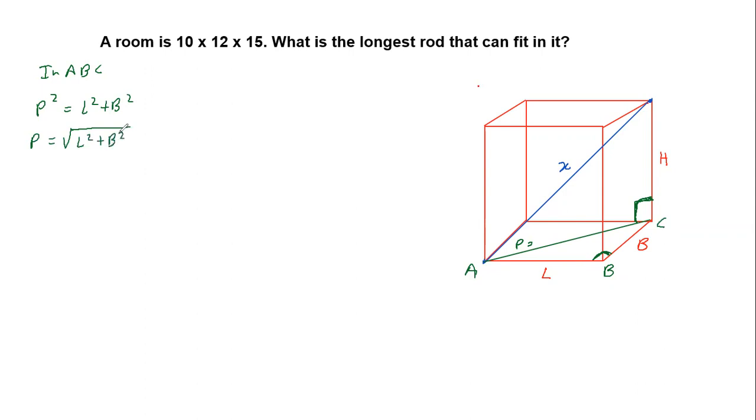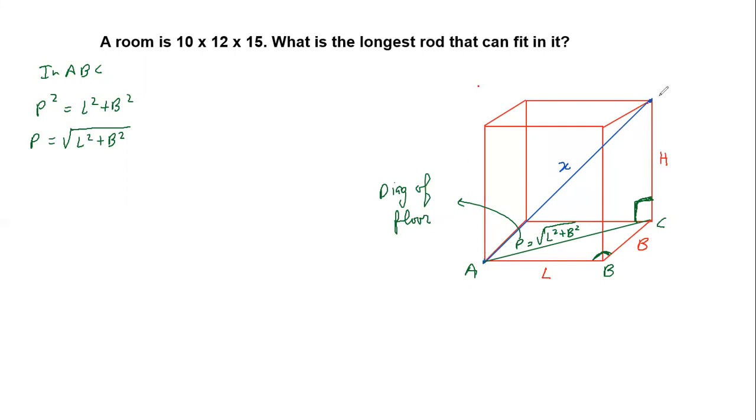I hope everyone knows Pythagoras theorem. We have already discussed this in the first video of this series. So I can write down P is equal to under root L square plus B square. That's the value of the diagonal of the floor. This green thing is the diagonal of the floor. Now, if I take this diagonal of the floor as the base, the height of the room as H and X as hypotenuse, I can again apply the Pythagoras theorem.